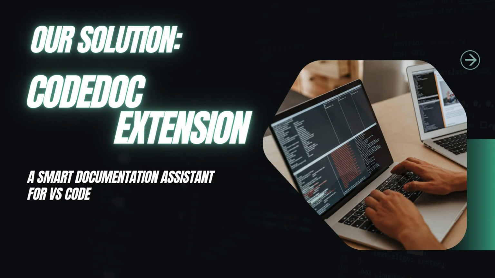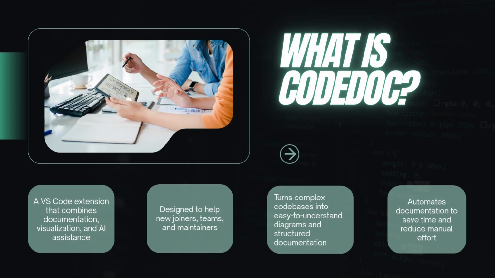And so our solution is CodeDoc extension, a smart documentation assistant for VS Code. So what is CodeDoc? It's a VS Code extension that makes code simple. Docs, diagrams, and AI all together in one tool. It helps new joiners, teams, and maintainers quickly understand the project. And it automates the boring part so we can focus on building.